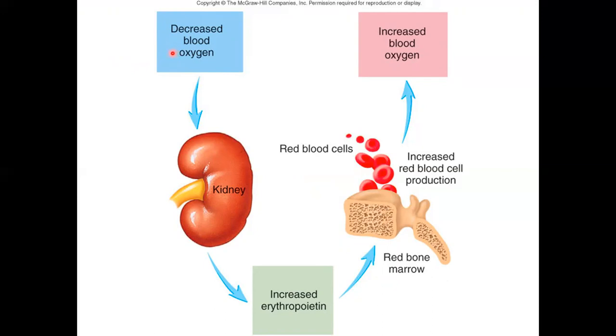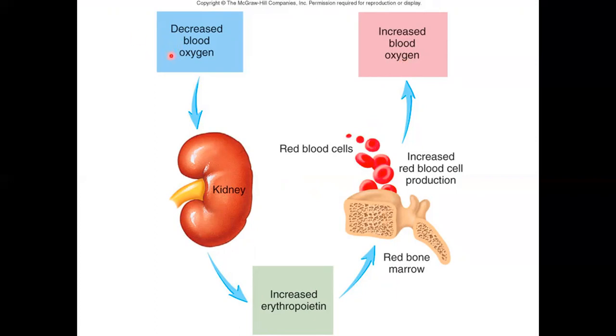So oxygen drops in the blood. Kind of weird, your kidneys sense it. Your kidneys are the sensor and the integrator. And this, again, is a hormone pathway. Hormone pathways aren't as straightforward as nervous system pathways. The kidney is going to release erythropoietin. Erythropoietin is going to target the red bone marrow, and the red bone marrow is going to increase red blood cell production. If you have more red blood cells, you can bind more oxygen, so oxygen goes up.